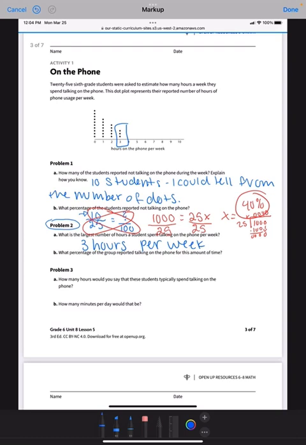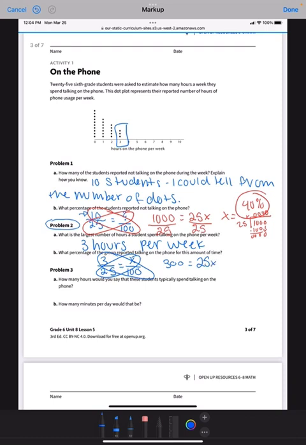Now we're going to find the percentage of the group that talked for this amount of time. So now we're going to do the same thing. We have 25 kids. I see 3 dots for 3 hours. And we want to do the same thing. Put X above 100 and we're going to cross multiply. 3 times 100 is 300. 25 times X is 25X.